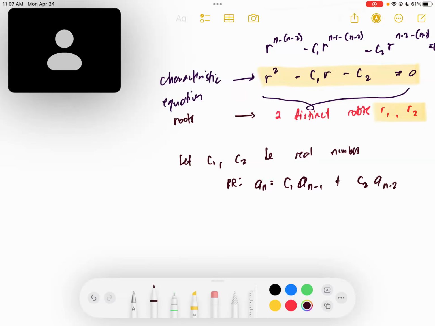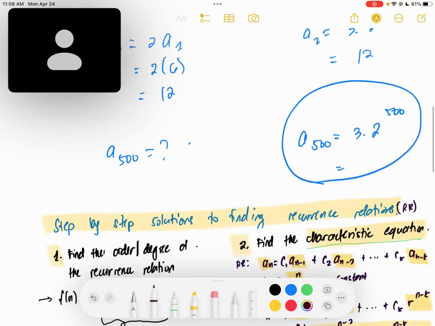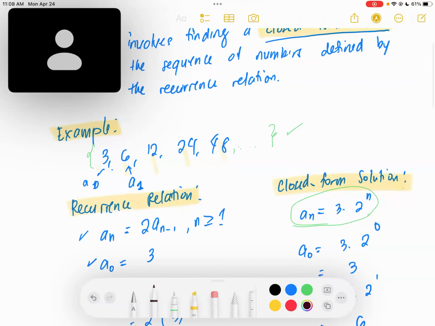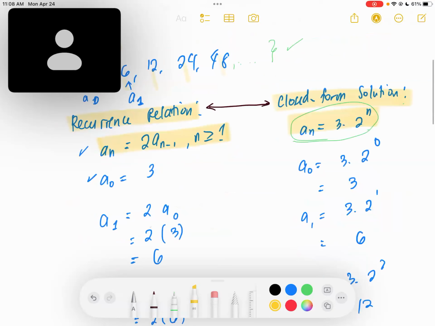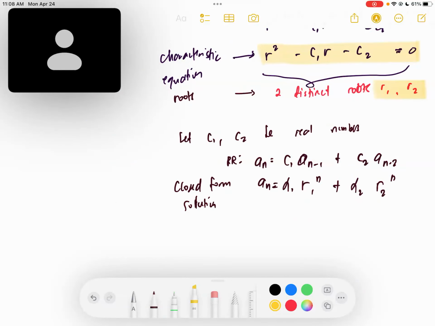Then the closed form solution would be a sub n equals alpha 1 r sub 1 raised to n plus alpha 2 r sub 2 raised to n. Diba yung problem natin kanina is maghanap ng closed form solution equal sa recurrence solution. Okay, so ito yung recurrence solution natin, ito naman yung closed form solution. So yung general solution is closed form solution of the recurrence solution.